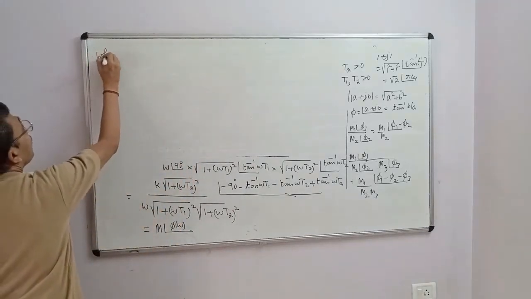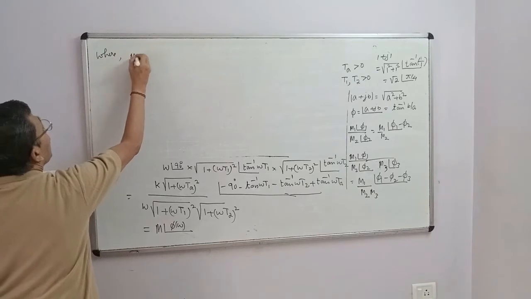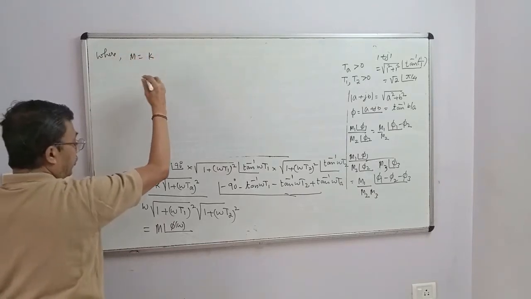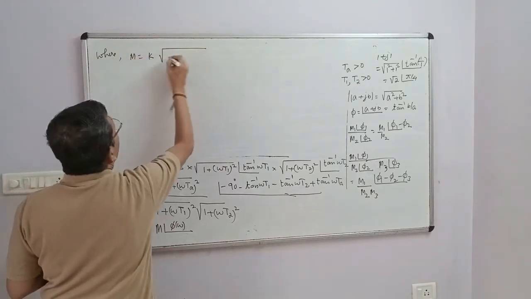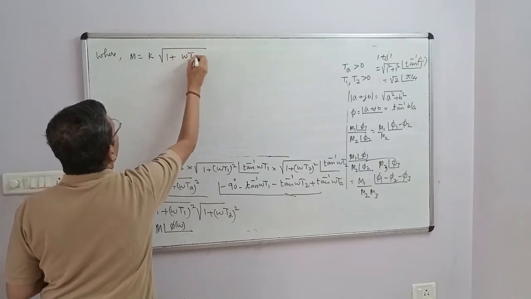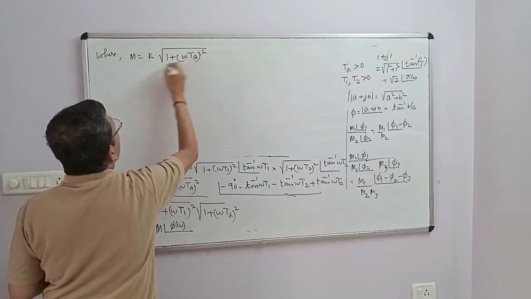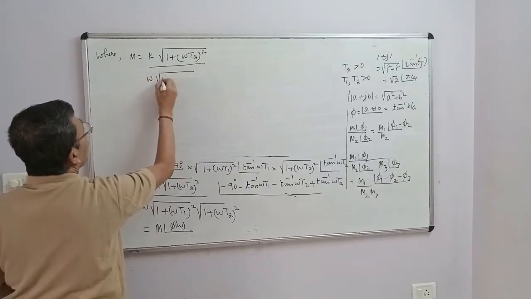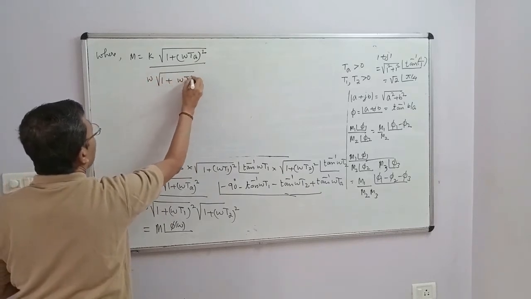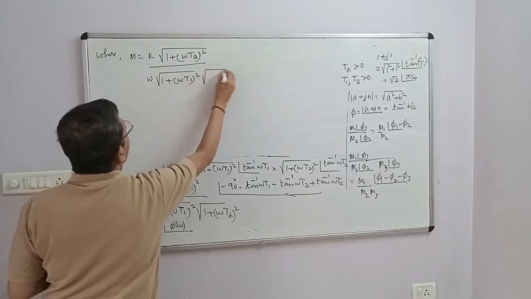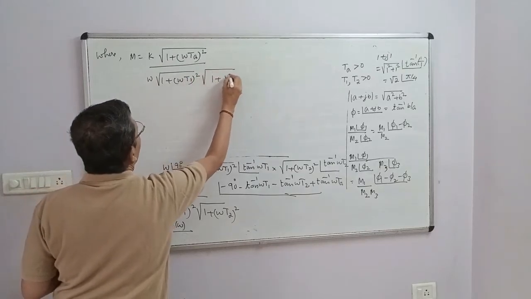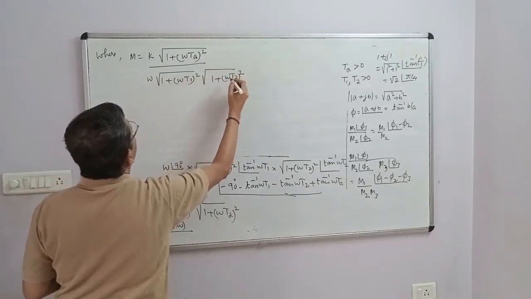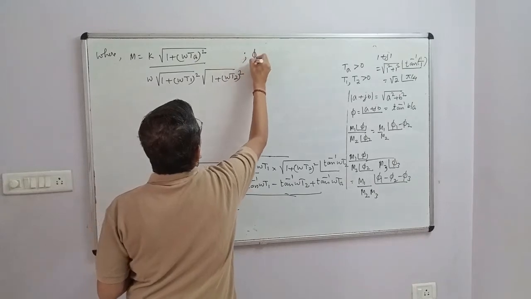Where m equals k into square root of 1 plus omega into Ta whole square, divided by omega into square root of 1 plus omega into T1 square into square root of 1 plus omega into T2 square. And what is phi of omega?